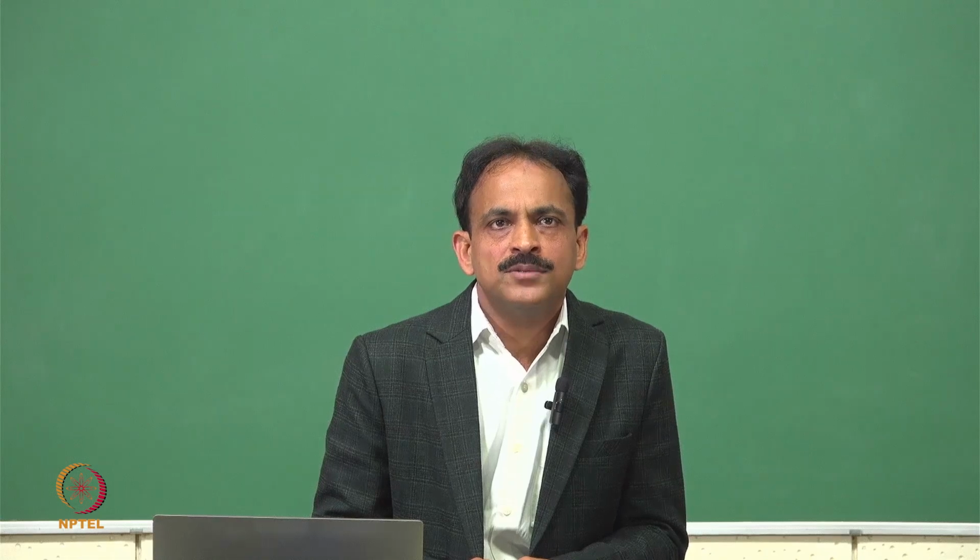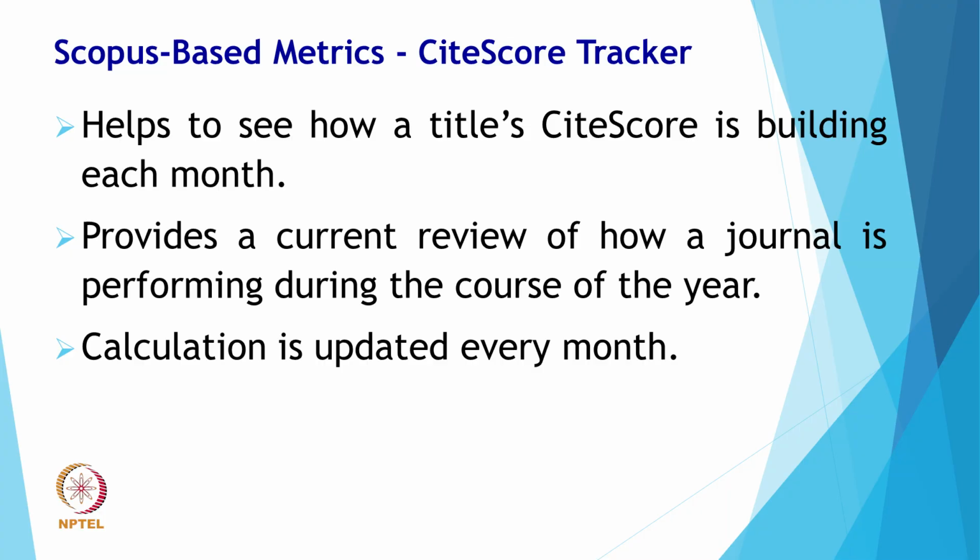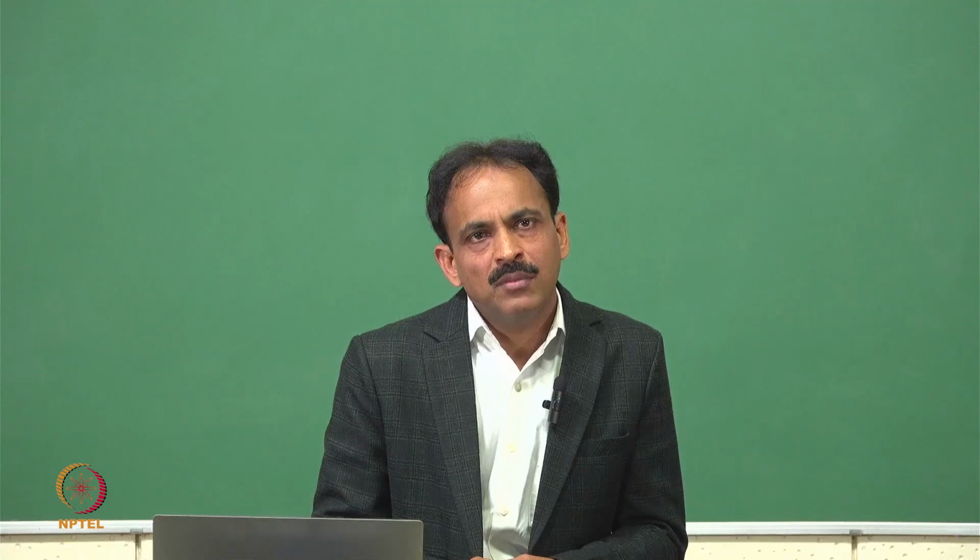Now next one is CiteScore Tracker. CiteScore Tracker helps to see how a title's CiteScore is building each month. It provides a current review of how a journal is performing during the course of the year. CiteScore Tracker is calculated in the same way as CiteScore, but for the current year rather than the previous complete years. Calculation is updated every month.